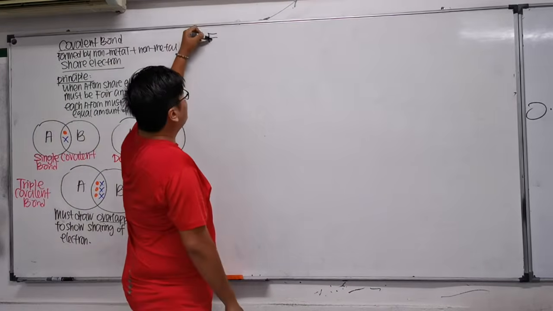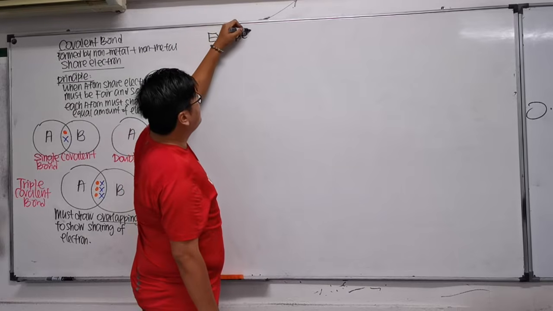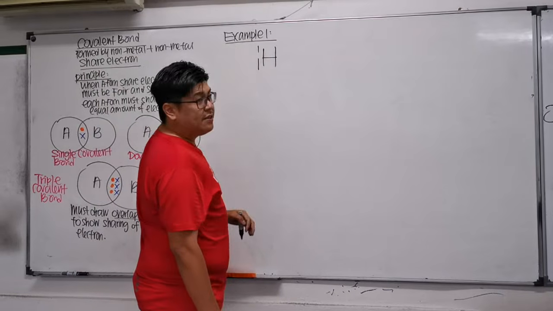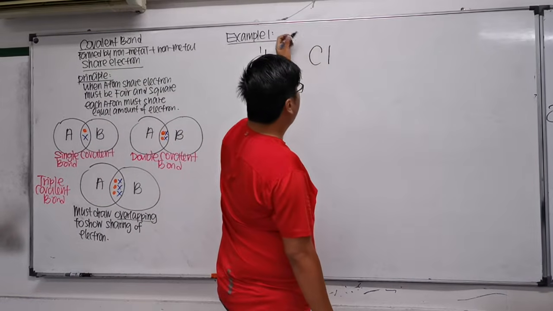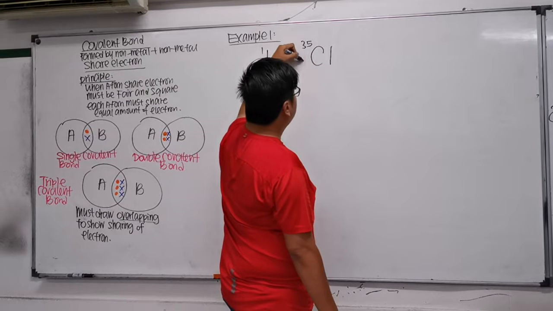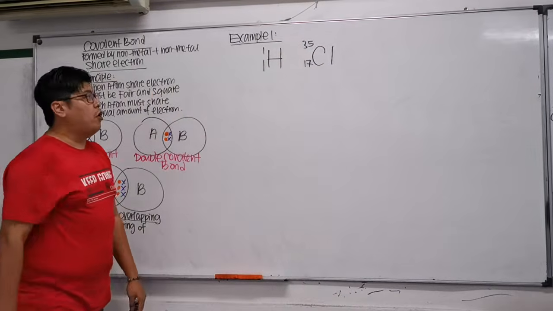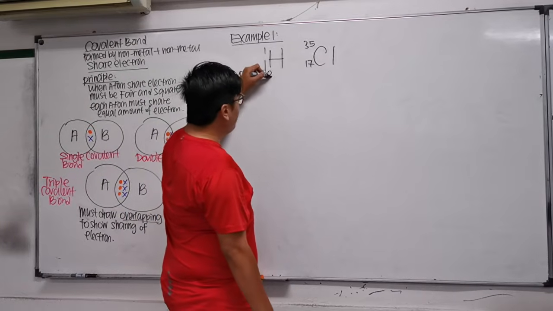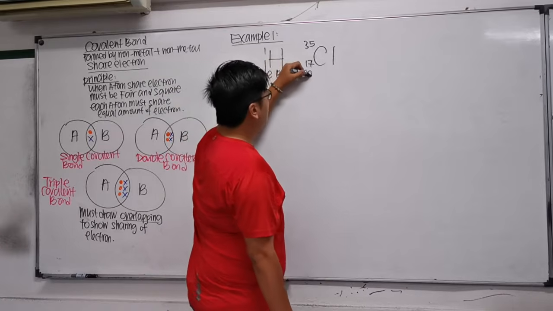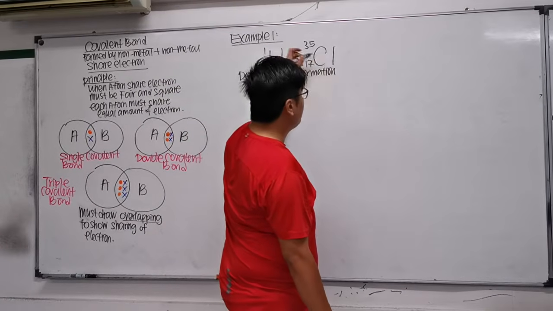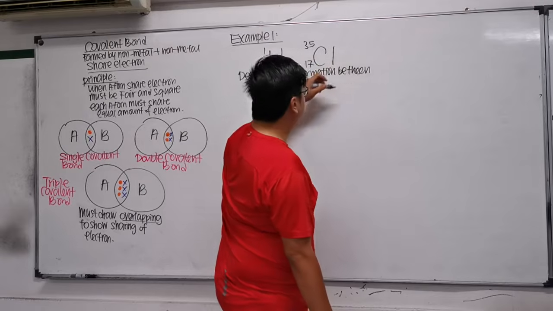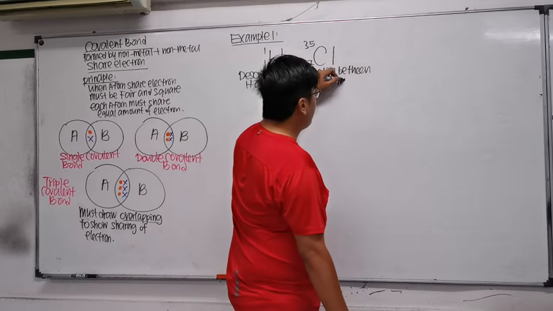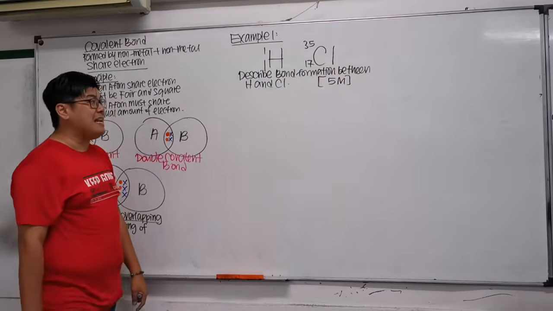Yeah? The first example is this. You are given two elements. The first is H, atomic number 1. The second is chlorine, Cl, 35 and 17. Okay? Come on, follow me. The question asks: can you please describe the bond formation between H and Cl? Again, as usual, this kind of question is normally 4 to 5 marks. Cannot run away, quite standard.